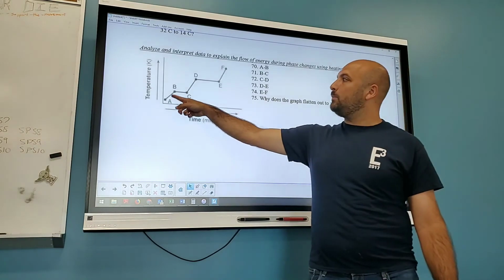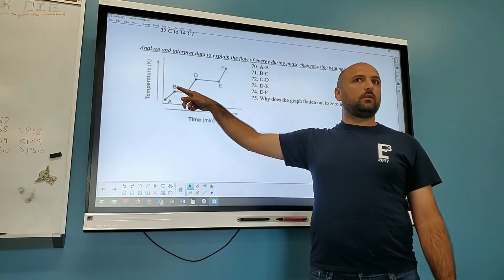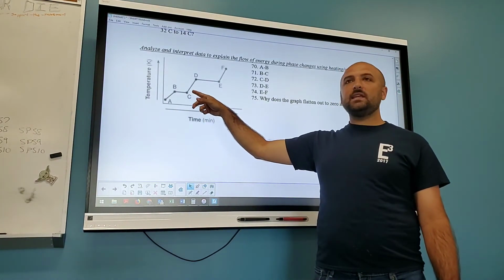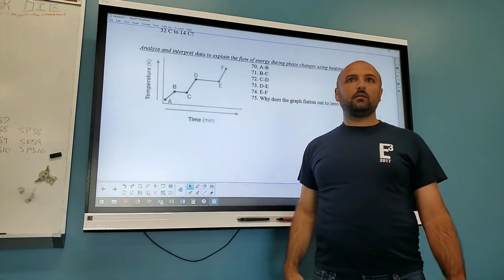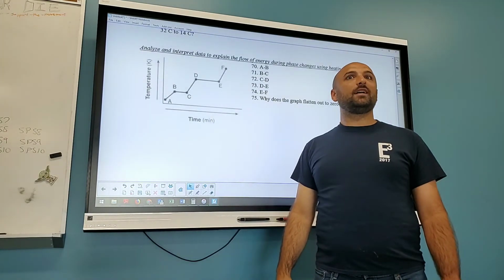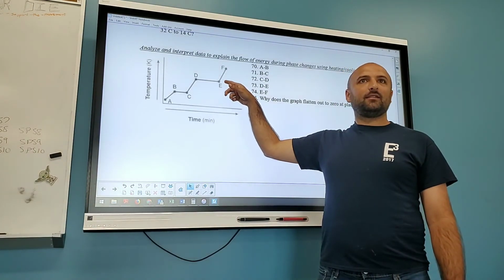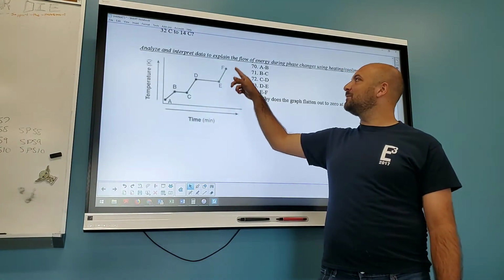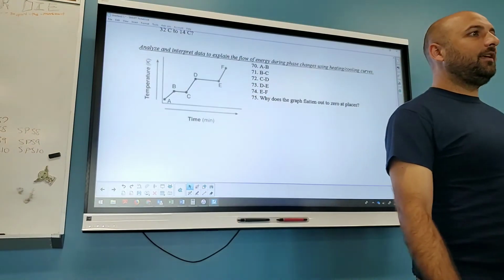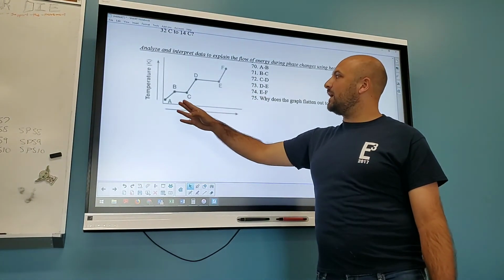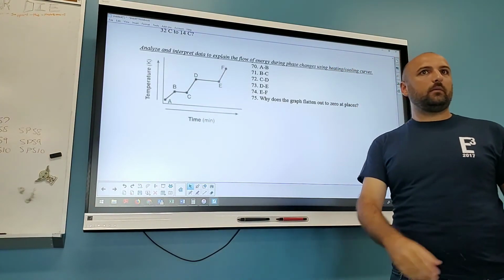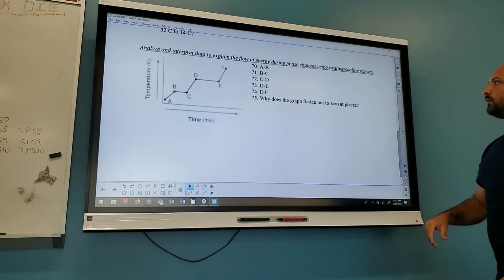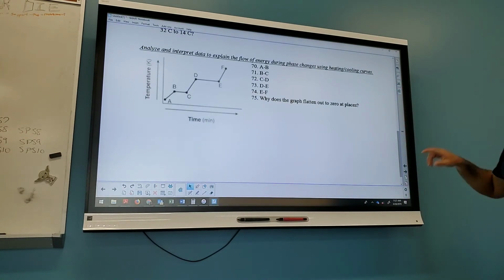We know from A to B, that's a solid. From B to C, it's changing into a liquid. From C to D, that's a liquid. And from D to E, change to a gas. And then from E to F, that's the gas. So remember, it flattens out every time the energy is being used to change state instead of changing the temperature. Okay? And that's where you see that flattening out. So it flattens out at two places because they're changing state from B to C and from D to E.